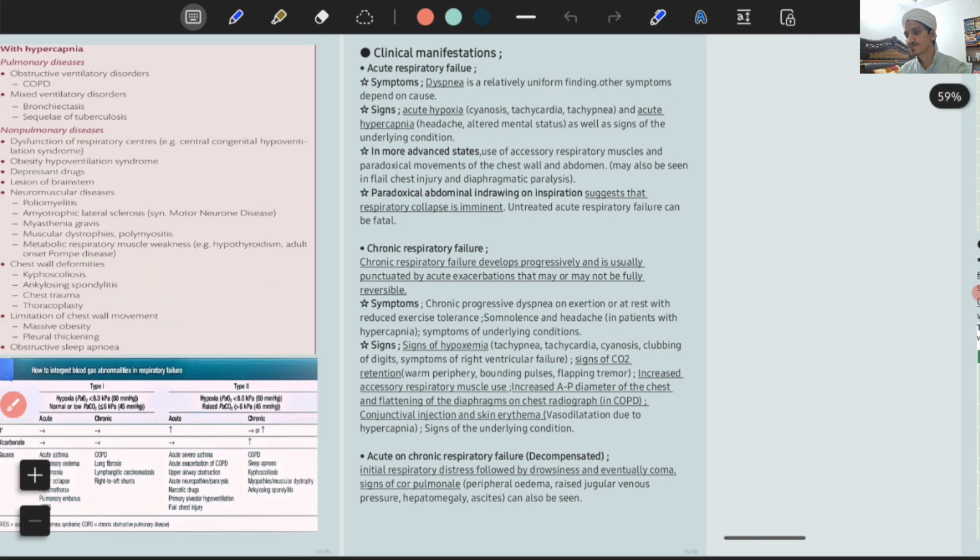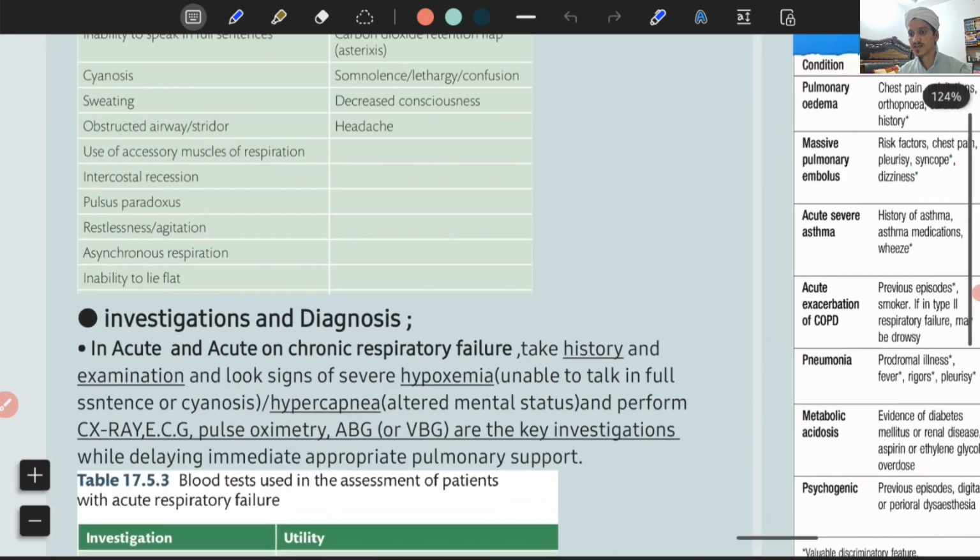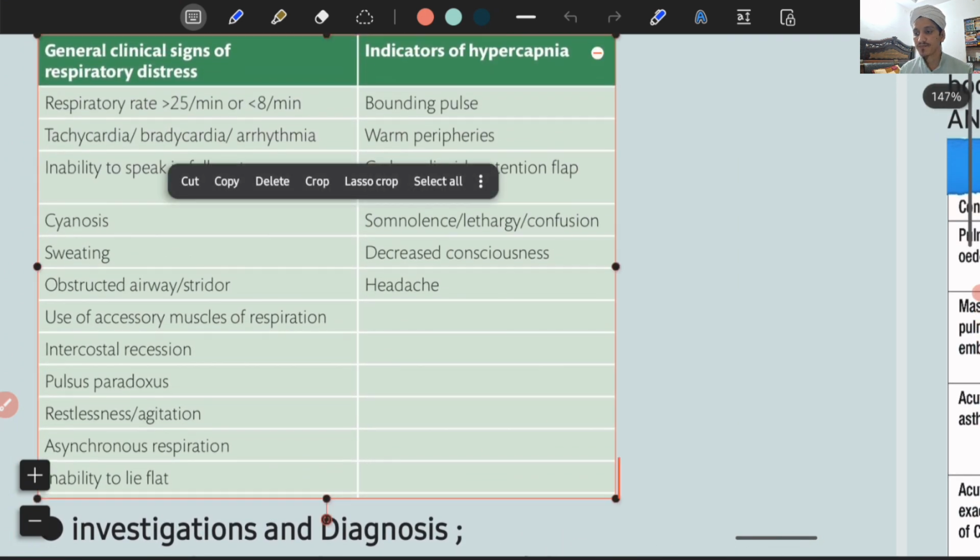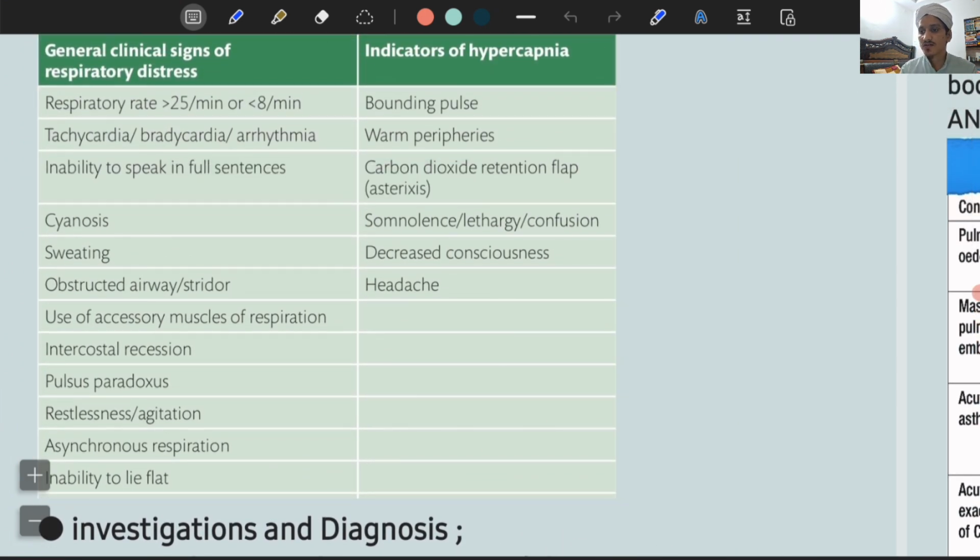Moving forwards. So this is a summary of signs and symptoms. These are the signs of dyspnea. Respiratory rate is more than 25 per minute or less than 8 per minute. Tachycardia, and bradycardia and arrhythmia in severe cases. Remember this point: in early cases you will have tachycardia. Respiratory rate less than 8 per minute, in severe cases it will be decreased. So bradypnea, bradycardia and arrhythmia you can see in severe cases.